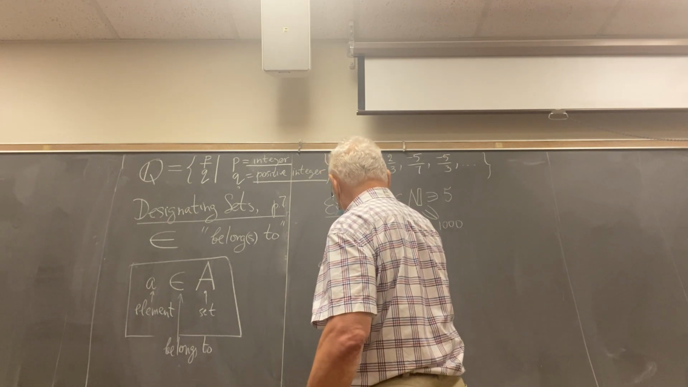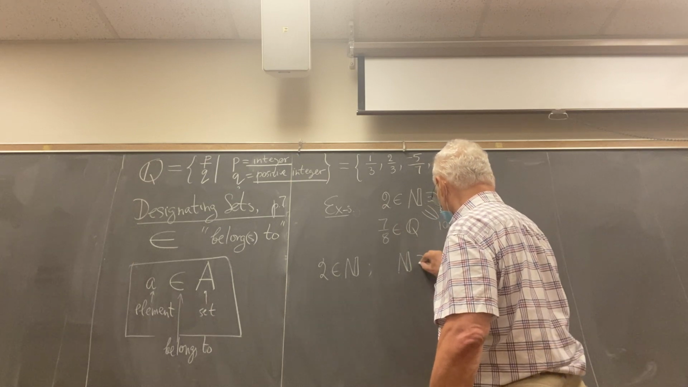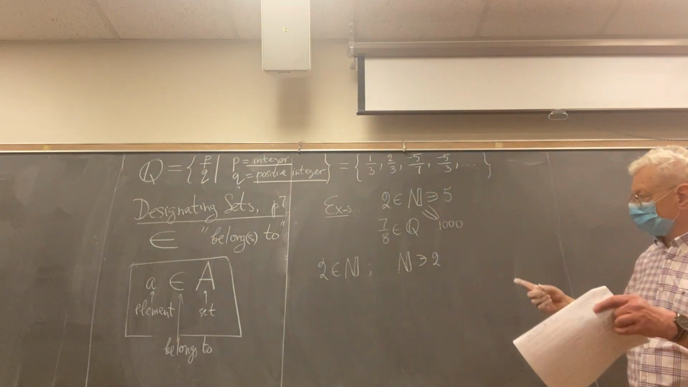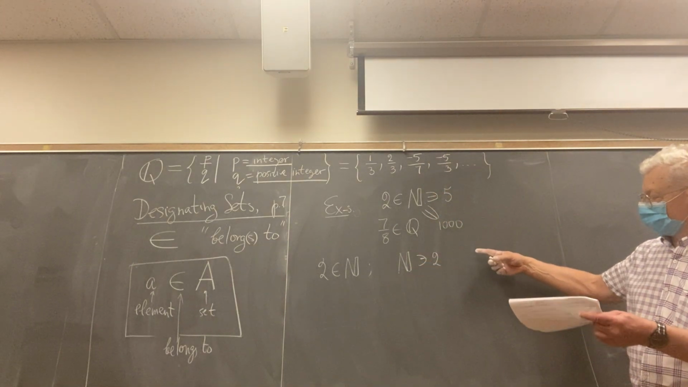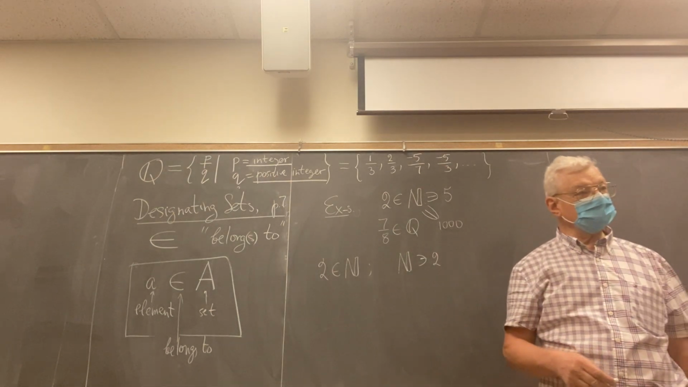If I don't have enough room, usually it's written that way. So 2 belongs to N, or you can write it this way. If I write 2 belongs to N that way, usually in one line, but sometimes you can write it a little bit inclined.